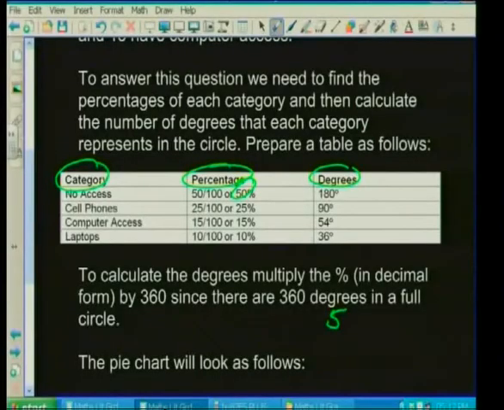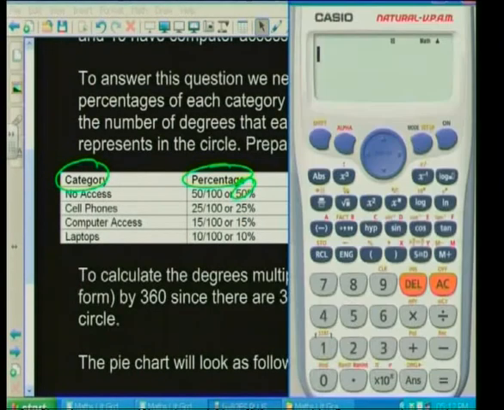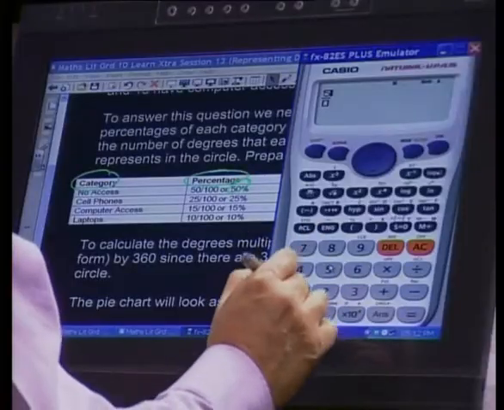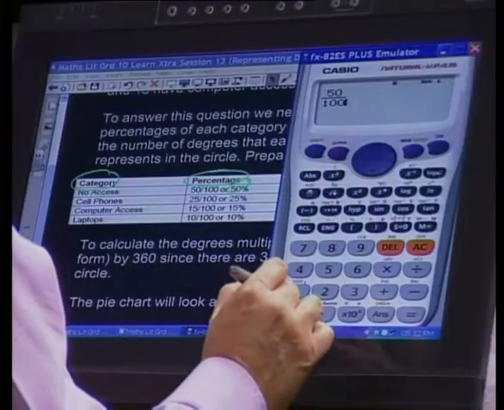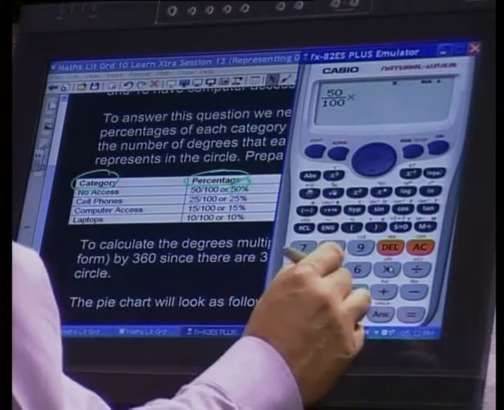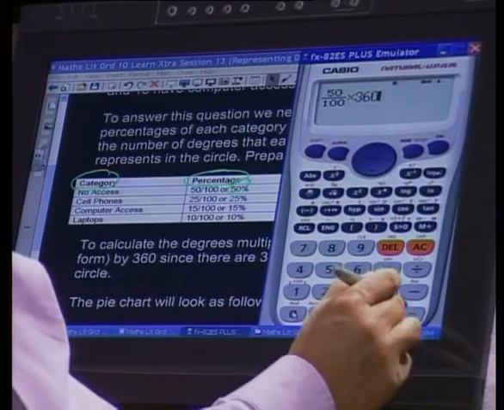So we've got to try and change percentage into degrees. So if I have 50%, how do I make that into degrees? Well, it's quite simple. I've got 50 out of 100, and I'm going to change it to degrees. How do I change it to degrees? I times it by 360, because there are 360 degrees in a circle, but I only want 50 out of 100 of those. So we've got 50 over 100, and we're going to multiply it by 360 degrees. What is my answer?